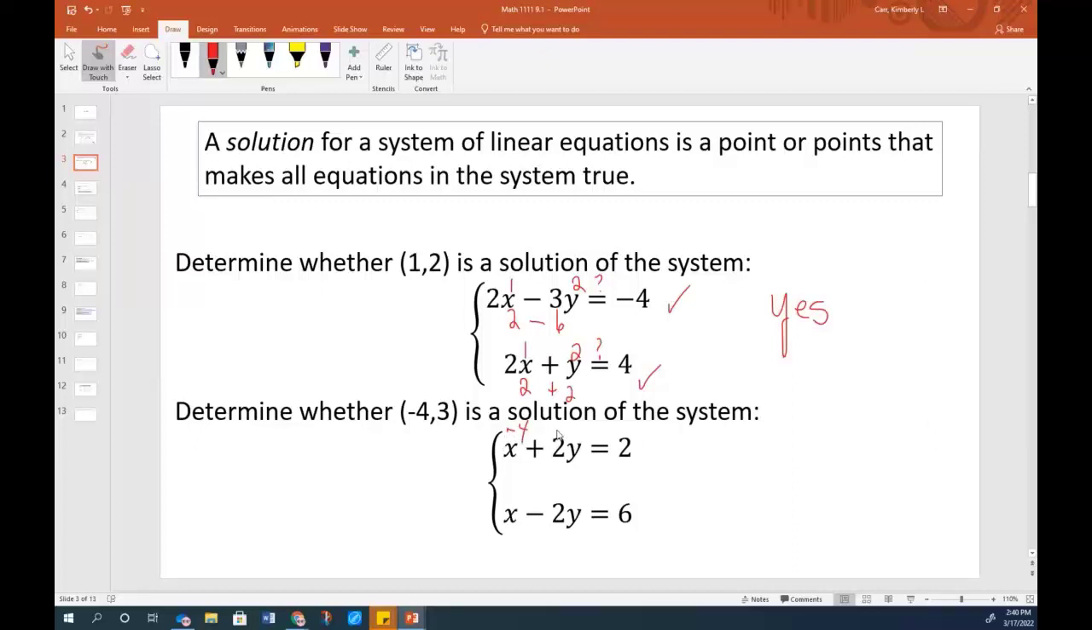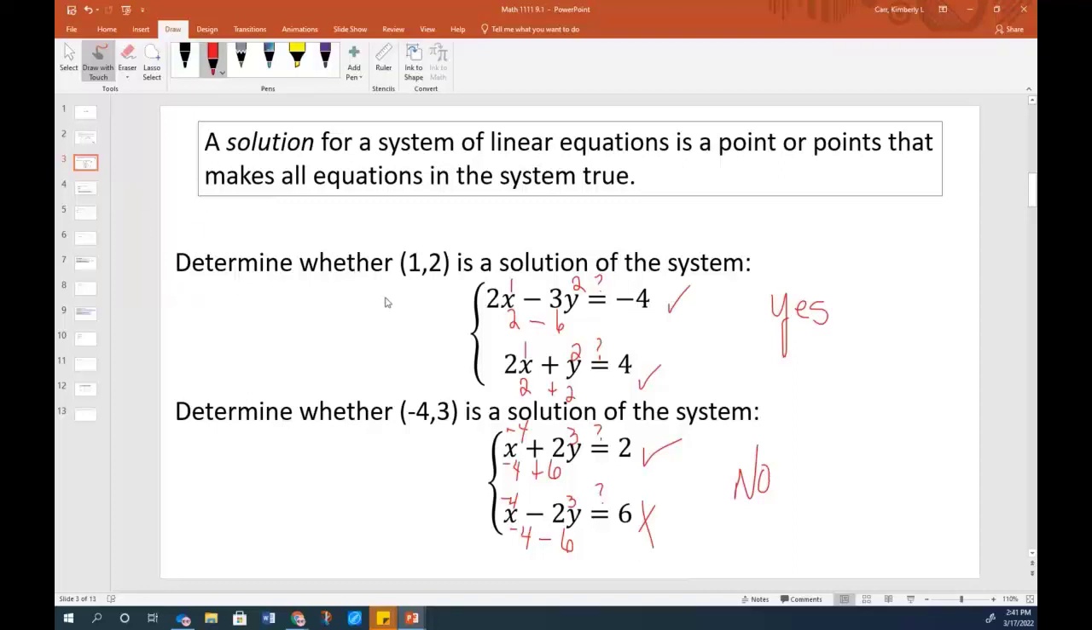If I'm plugging in -4, 3, and -4, 3. All right, this one is -4 plus 6. -4 plus 6 does equal 2. This one ends up being -4 minus 6. But -4 minus 6 does not equal 10. I mean, does not equal 6. It equals -10. So this one is a no because it only worked for one of the equations.